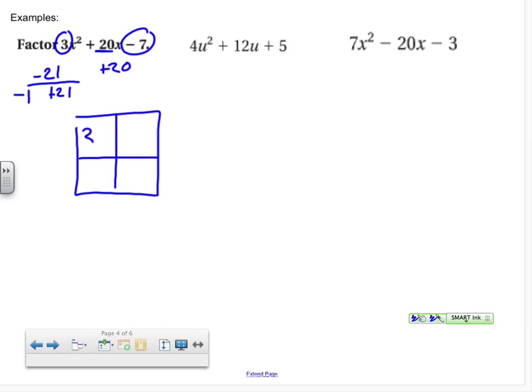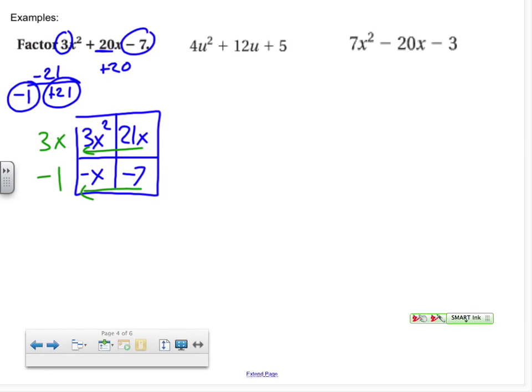The 3x squared is our first term, goes in the first box. Negative 7 is our last term, goes in the last box. And then 20x is our middle term. We split that into negative x from right here and 21x from right there. And now, go across. What do those have in common? 3 and 21 have 3 in common. X squared and x have at least an x in them. Go this way. Negative x and negative 7 have negative 1 in common.